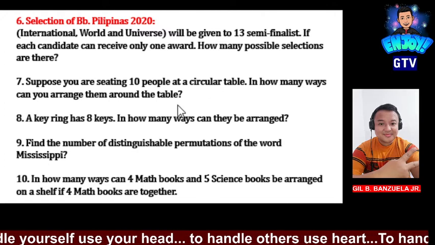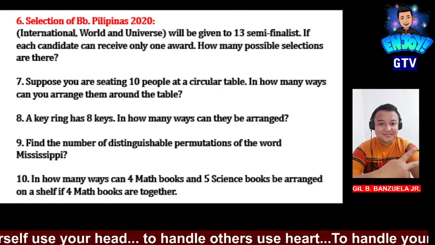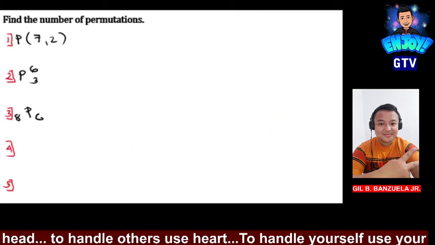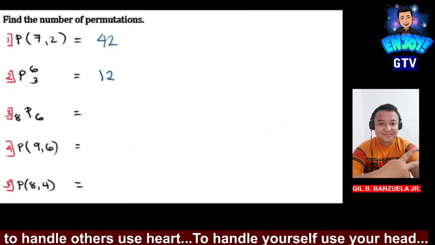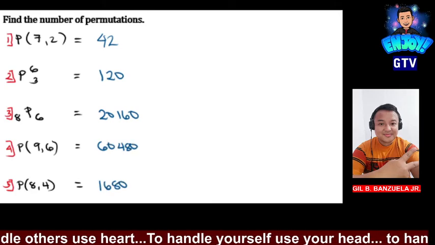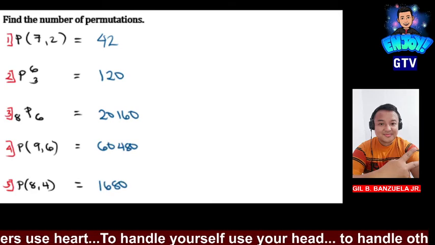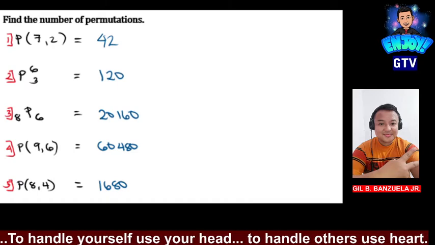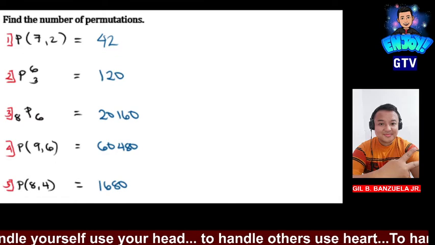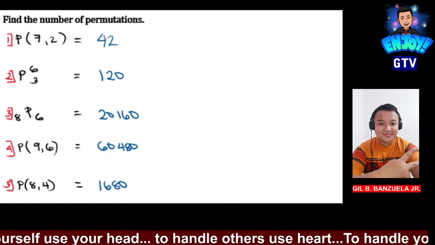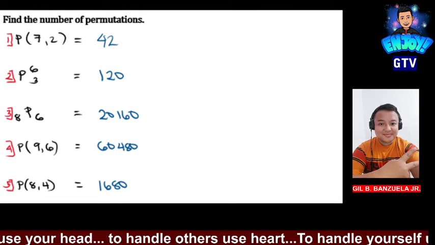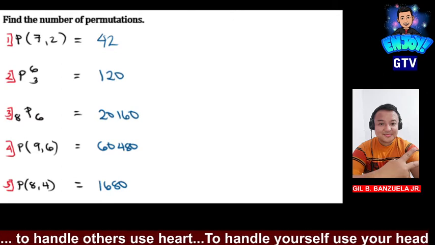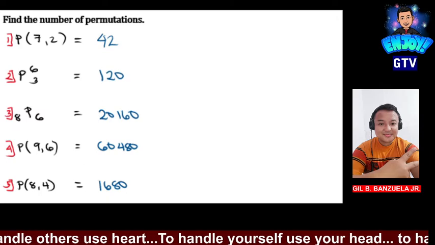And your 30 minutes is gone. So, let's see if your answers are correct. For numbers 1 to 5: the permutation of 7 taken 2 is equal to 42. The permutation of 6 taken 3 is 120. The permutation of 8 taken 6 is 20,160. The permutation of 9 taken 6 is 60,480. And for number 5, the permutation of 8 taken 4 is 1,680.